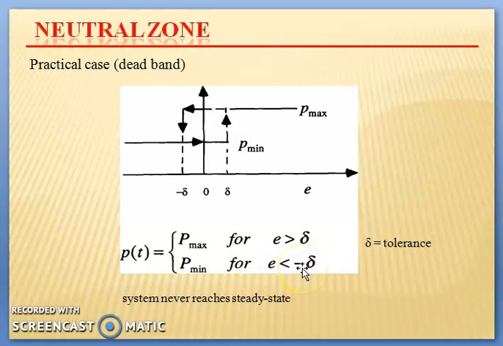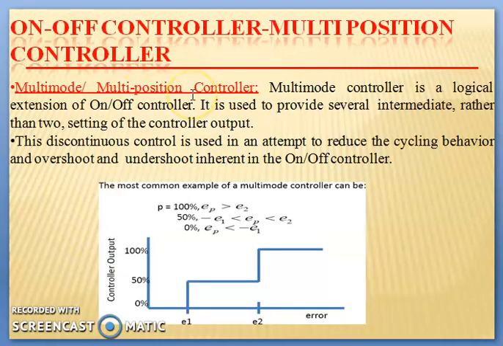So we always provide tolerance plus minus. If it is positive, it is the P max value, and if it is negative tolerance, it is the P minimum value. So this square indicates the neutral zone of the on-off controller. So that is the on-off controller neutral zone.